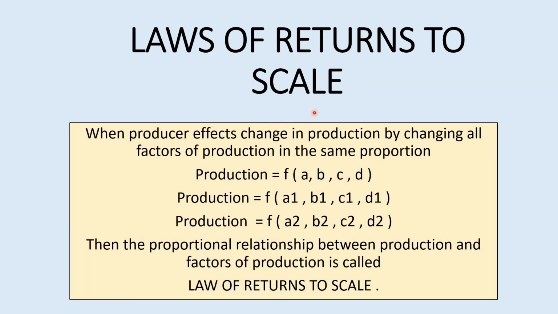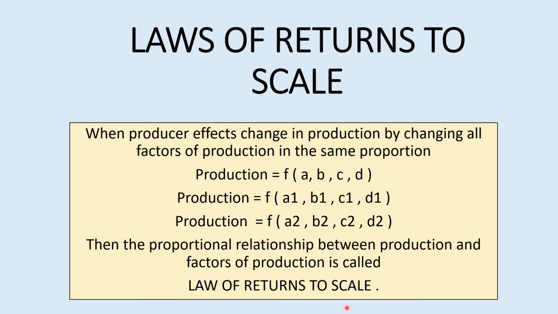Next is the laws of return to a scale. What does this mean? Listen carefully. When a producer effects change in production by changing all the factors of production in the same proportion. पिछले वाले में हमने देखा कि हम सिर्फ एक ही इनपुट को चेंज कर रहे थे. But here if production is a function of A, B, C and D, now in the first instance we are changing all the inputs. It is going on A1, B1, C1, D1. And in the second also we are doing function of A2, B2, C2, D2. हमने सारे के सारे inputs को change कर दिया. Then also the proportional relationship between the production and factors of production will undergo a change definitely. This is the case of laws of return to scale.